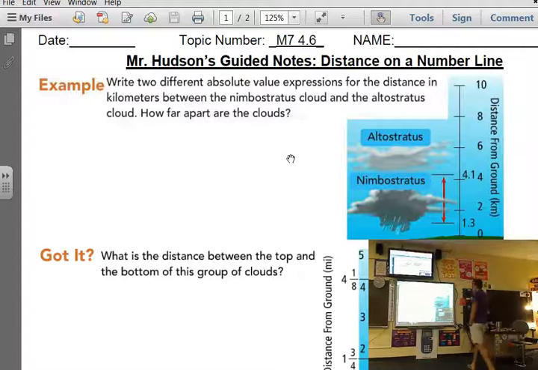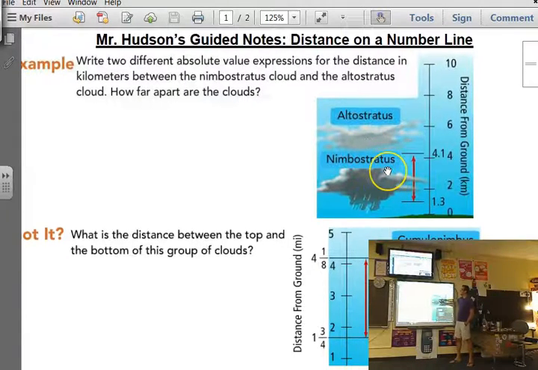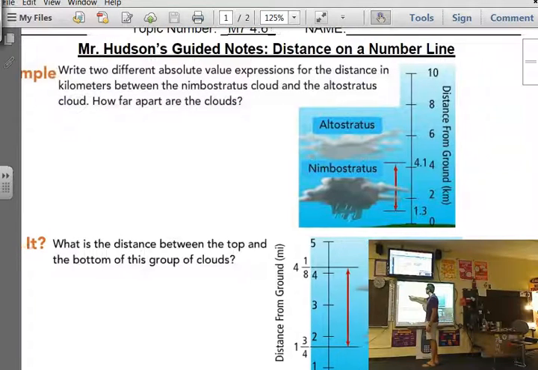So when we talk about different types of clouds, we have altostratus, nimbostratus, we have all of these different cloud types, and a lot of times they have prefixes depending on where they are in the sky or what type of cloud they are. But if we want to talk about the distance between them, or how much higher altostratus are from nimbostratus, so if I set up this problem and I say, okay, how much higher are they?